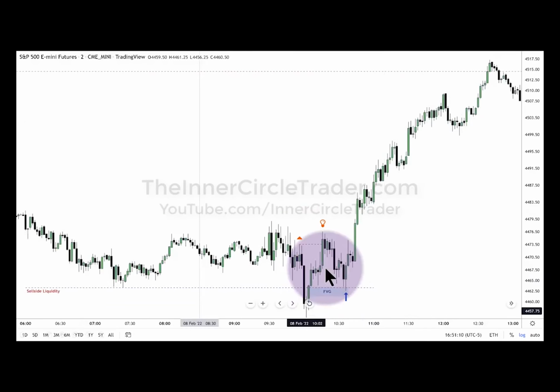Even my own paid memberships are learning something tonight. I should have charged money for this one. Oh, ICT. Fair value gap. Trade down into it there. That's a long for S&P. But I don't want to trade the S&P. So I'm going to use the timing of that candle for my long entry on NASDAQ.